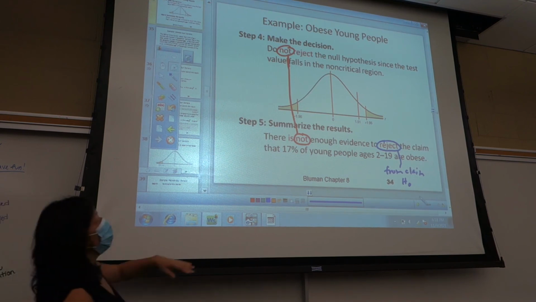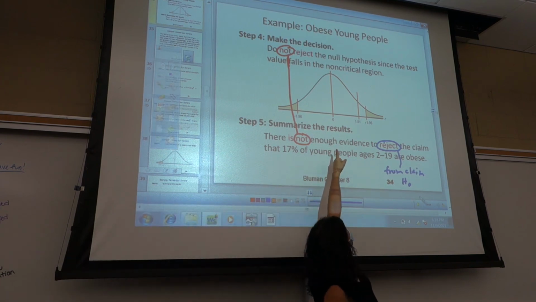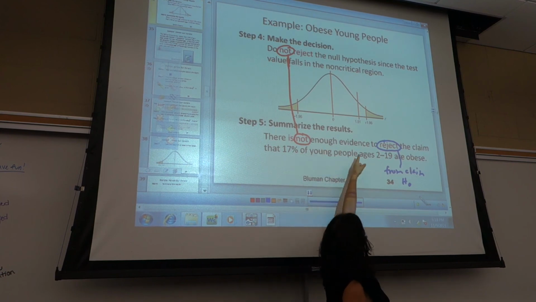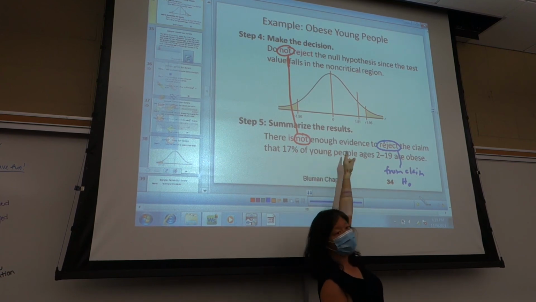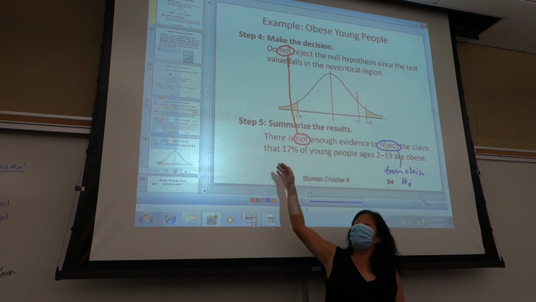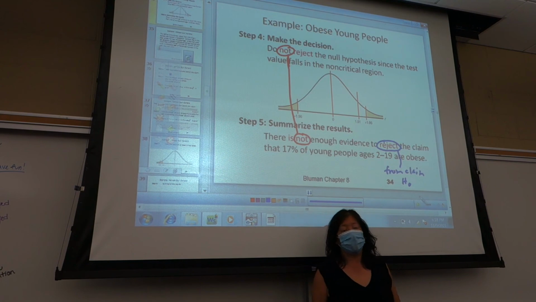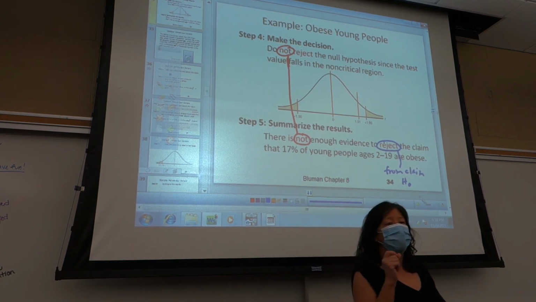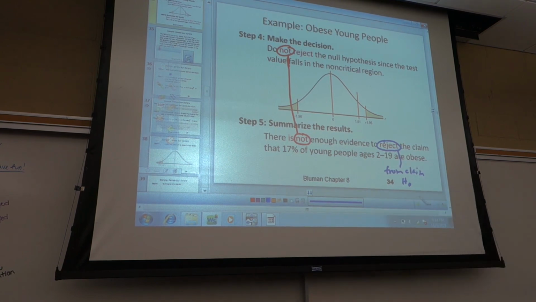So what's going on? Remember my H naught says that I'm right here. I'm still in this white range. So I did not have enough evidence to reject my claim. If I'd gotten out here or out there, then I would have enough evidence to reject the claim and say that I'm not right there. Please note that not enough evidence to reject the claim is not the same thing as having enough evidence to support the claim.